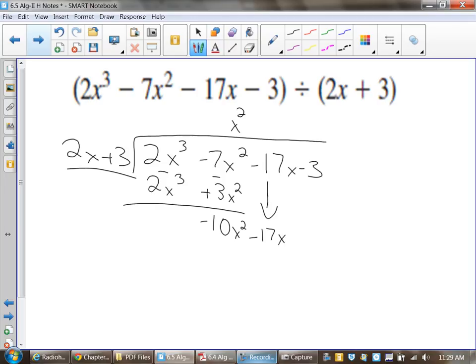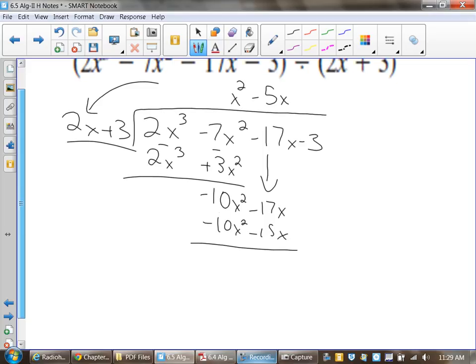Just like we would do in regular long division. Now what do I multiply 2x by to turn it into a negative 10x squared? Very good. Multiply it by negative 5x. Take that negative 5x, distribute it over to here again. Negative 10x squared minus 15x. What do you think you do again? Subtract them. Negative 10 minus negative 10 is 0. Negative 17 minus negative 15 is negative 2x. And then drop down the negative 3. Watch your signs.